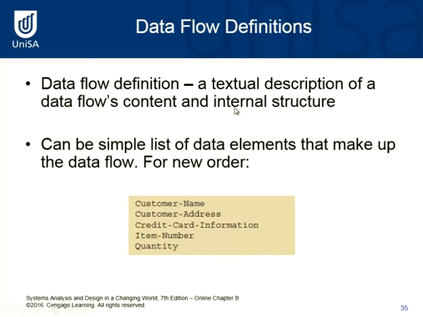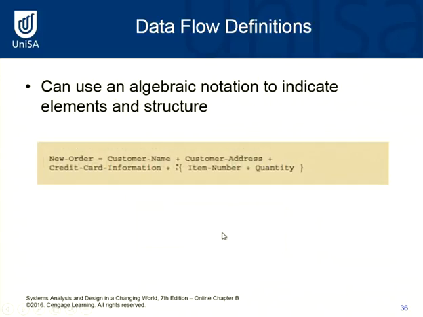And it's pretty much a textual description of the data flow's content and internal structure. For example, a new order could consist of a customer name, address, credit card info, item number, and a quantity. You can also use algebraic notation to indicate the elements and the structure of that data flow. And you may have seen this in your database course. If you're doing this in your database course, you may not have, I'm not sure. But again, we're showing that a new order consists of a customer name, an address, a credit card information, plus a repeating for the number of items that you've got, the item number and the quantity. So you can consist of multiple.